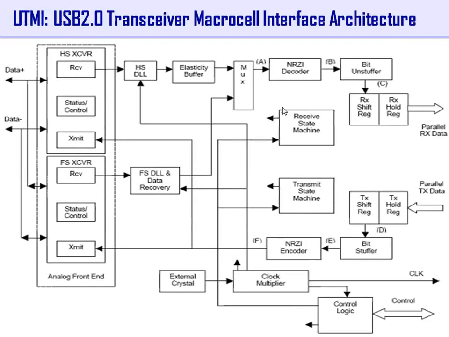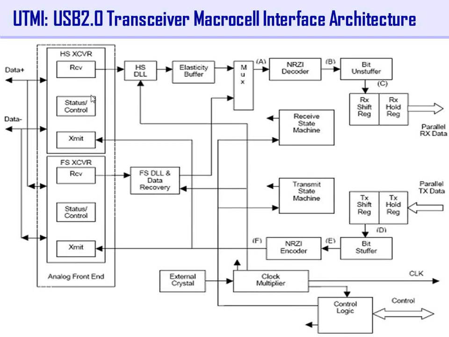This is the diagram of UTMI, what I am calling the PHY. On the left hand side you see D plus and D minus. On the right hand side you see parallel receive data and parallel TX data. The clock is also extracted here. From your external crystal, through the DLL and data recovery, you are extracting the clock. You are multiplying it, because some multiplier or divisor is required to generate the clock, and it is given to the parallel interface.